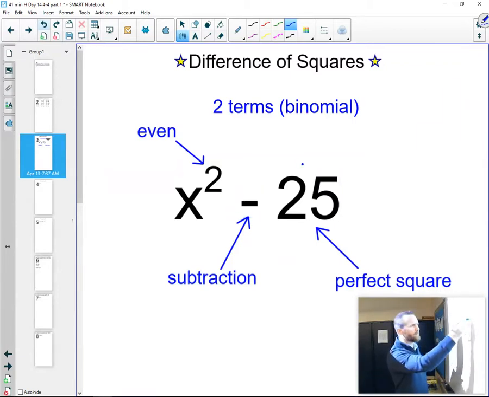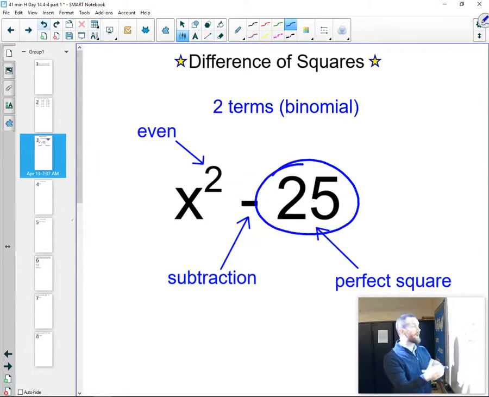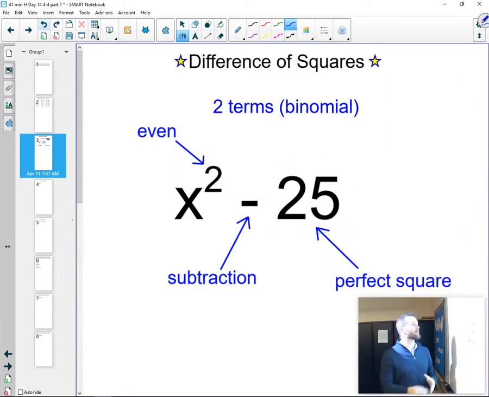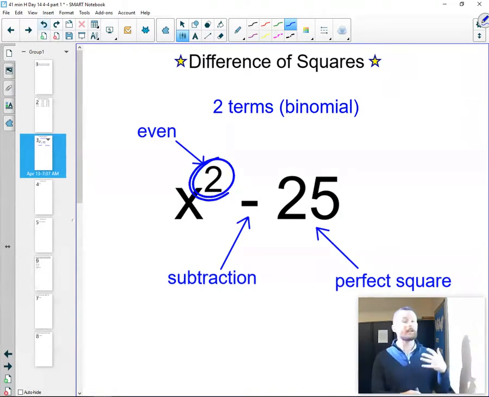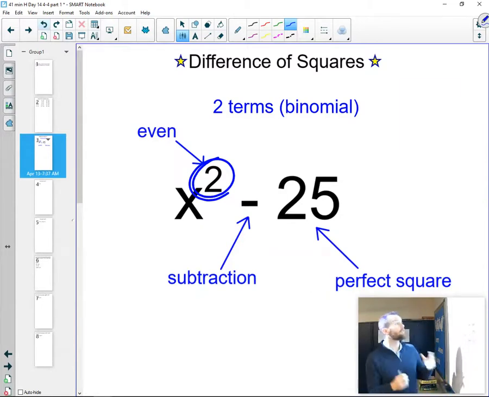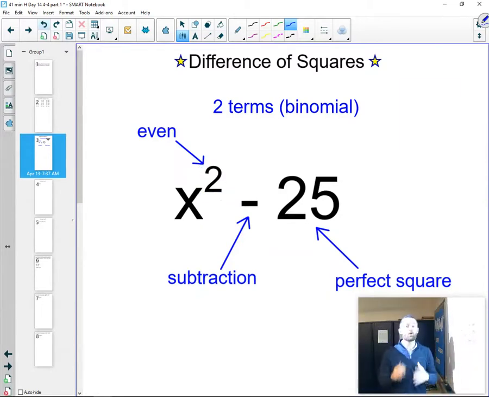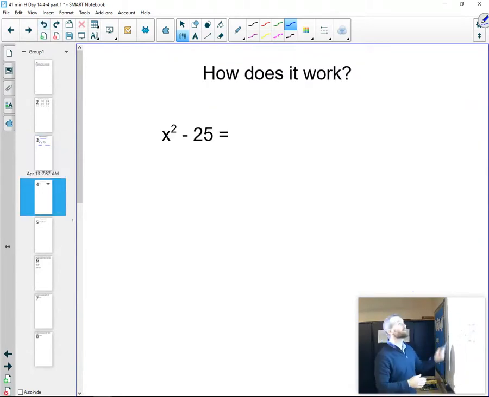And any number we have, whether it's there or in front of the x or whatever it is, it must be a perfect square. Whether it's a coefficient or a constant, it must be a perfect square. Now, any variables we have, whatever powers that variable has, it must be an even power. So it could be 2, 4, 6, 8, etc. These are the things we need to look for before we can use the difference of squares. Right. So now let's take a look at how it works.